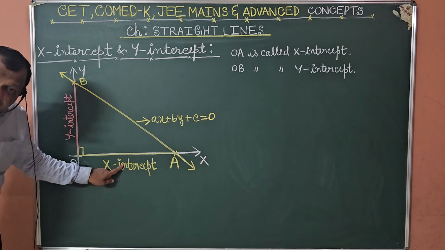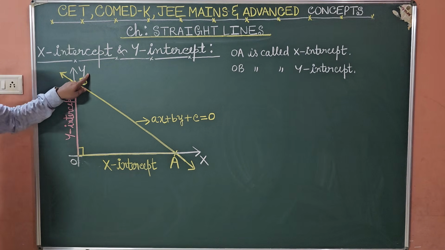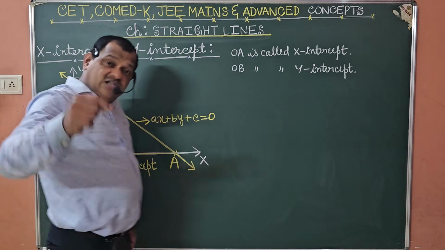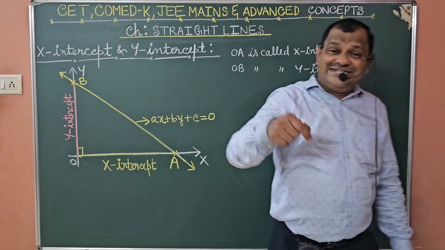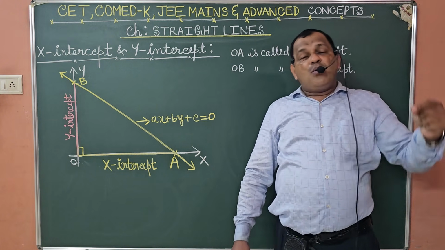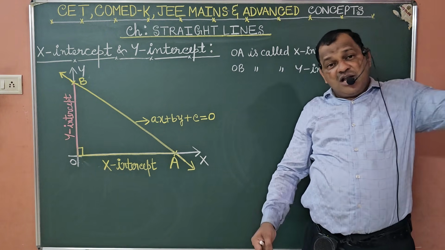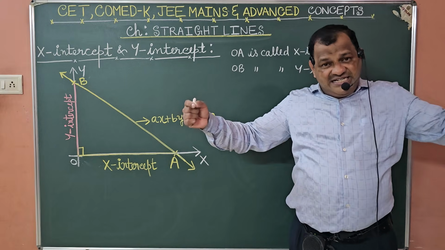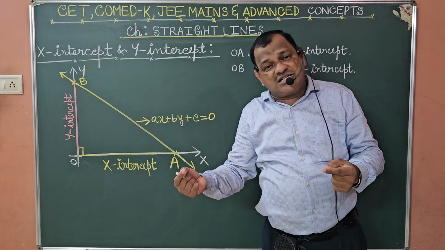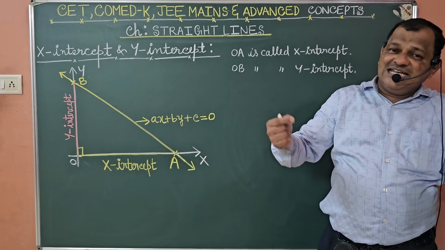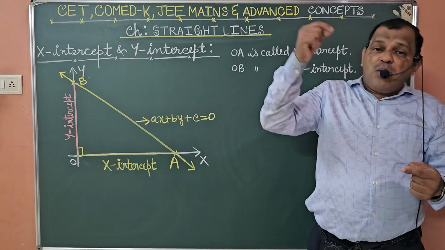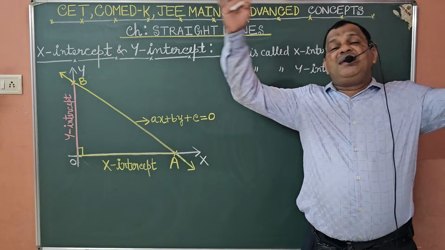So this x-intercept is positive. This y-intercept is measured on the positive y-axis. This is also positive. But had I drawn the line in the second quadrant, then I would have got my x-intercept negative, y-intercept positive. Had I drawn the line in the third quadrant, then both x-intercept and y-intercept would have got negative. Had I drawn the line in the fourth quadrant, then its x-intercept would be positive, y-intercept would be negative. That is not a big issue.